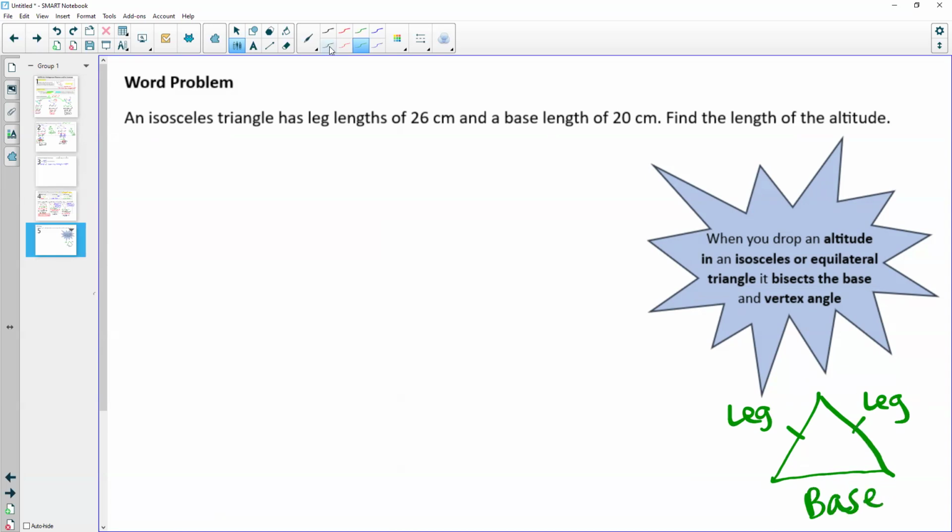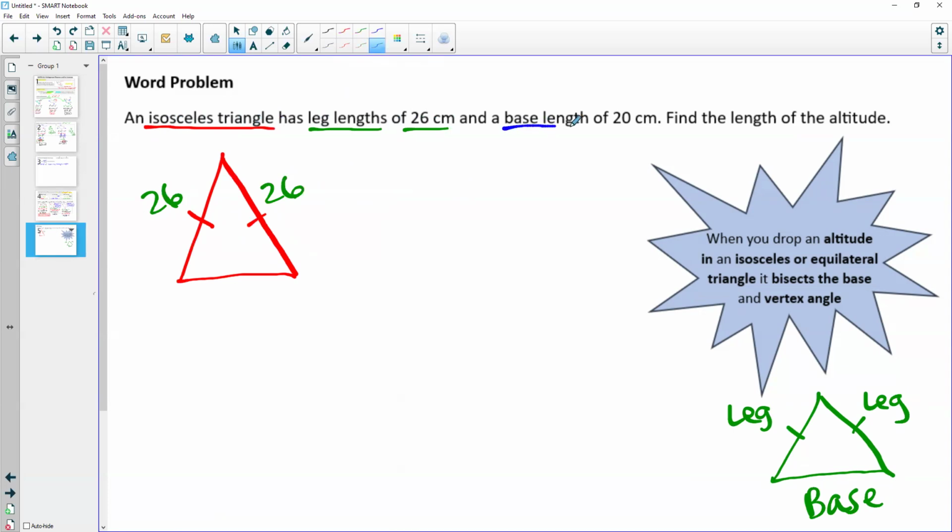Okay. So as we read this question, we have an isosceles triangle. So I'm going to draw my isosceles triangle. We know that it's going to have two congruent legs, and it tells you that these leg lengths are 26 centimeters. So my congruent legs here, we're going to label as 26 and 26. It also tells you that it has a base length of 20 centimeters. So the base, remember, is at the bottom. So this base length is 20.